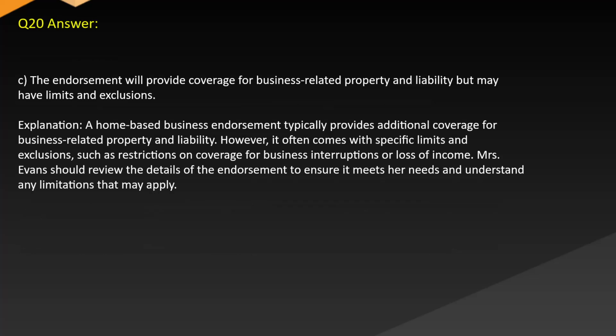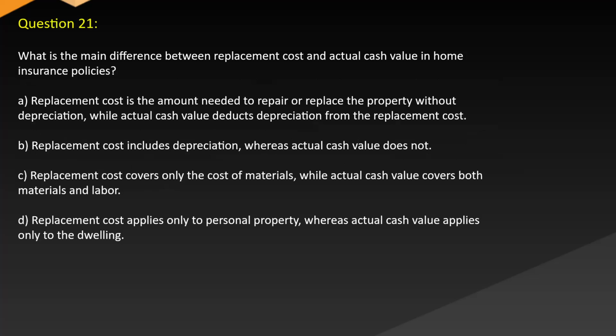Answer: C. The endorsement will provide coverage for business-related property and liability but may have limits and exclusions. Explanation: a home-based business endorsement typically provides additional coverage for business-related property and liability. However, it often comes with specific limits and exclusions, such as restrictions on coverage for business interruptions or loss of income. Mrs. Evans should review the details of the endorsement to ensure it meets her needs and understand any limitations that may apply.